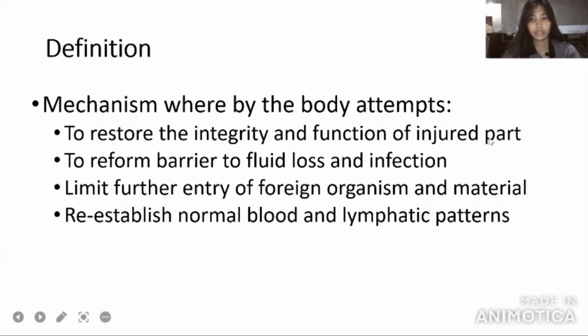So, the definition of wound healing is the mechanism whereby the body attempts to restore the integrity and function of injured part, reform barriers to fluid loss and infection, limit further entry of foreign organisms and material, and also reestablish the normal blood and lymphatic patterns.